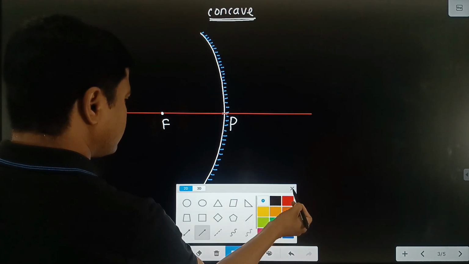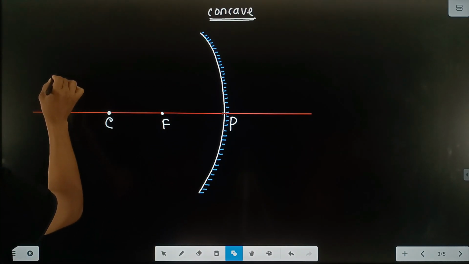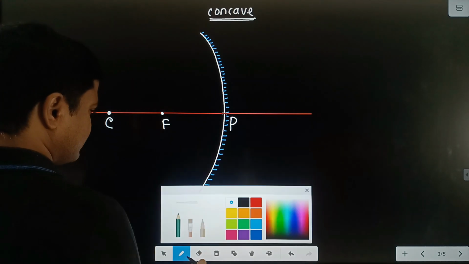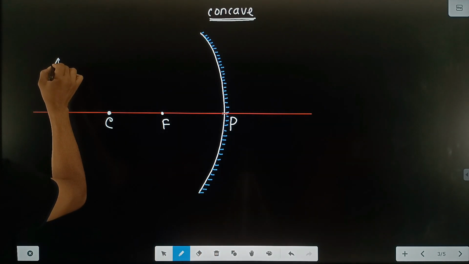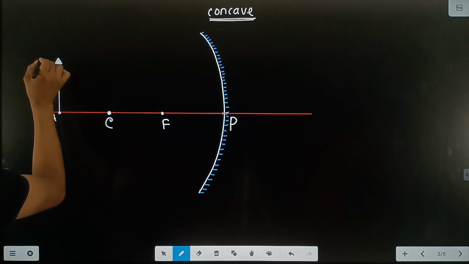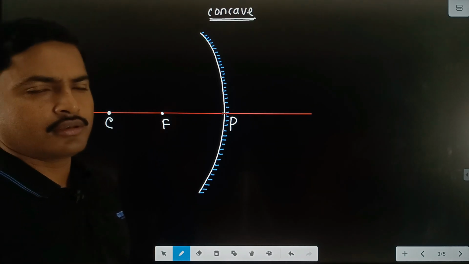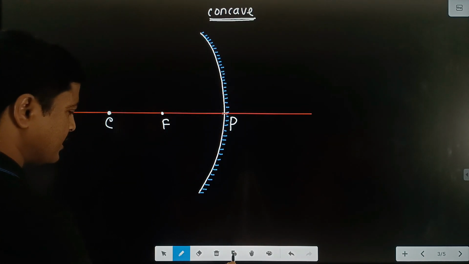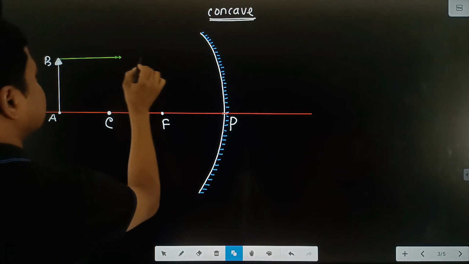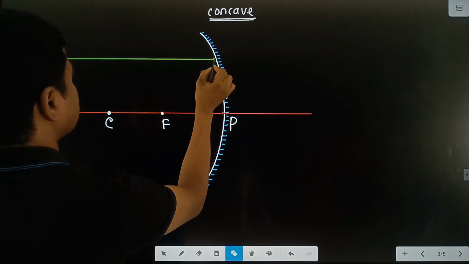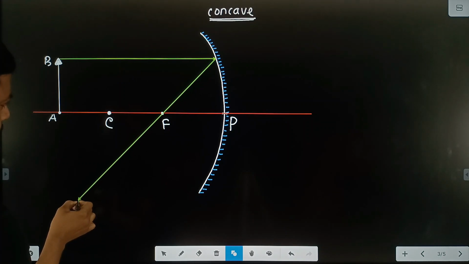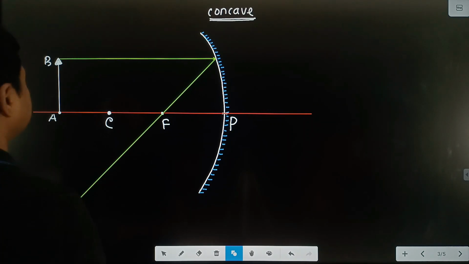And suppose your object is situated outside the center of curvature. This is the object, and it is perpendicular to the principal axis; for the object we write AB. Clear? Then you draw the image for this object, and for this we take two incident rays. This one is the first incident ray, parallel to the principal axis, and after reflection the ray must pass through the focus. This is the reflected ray.